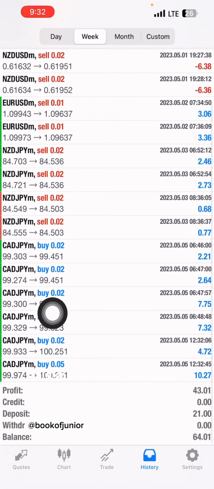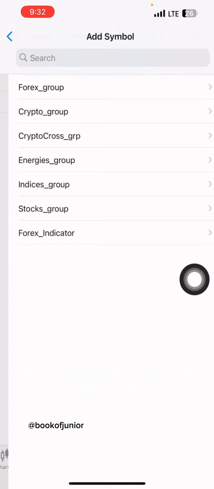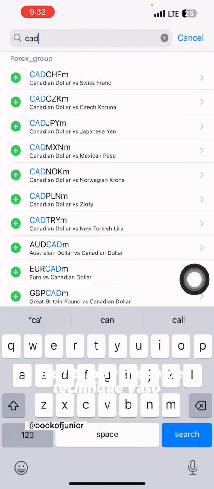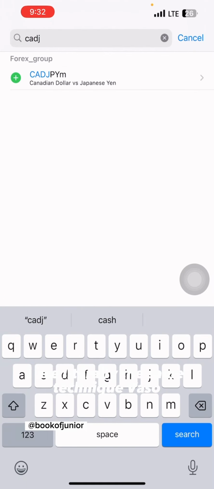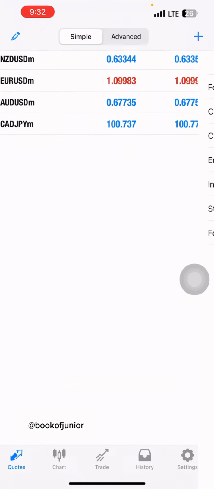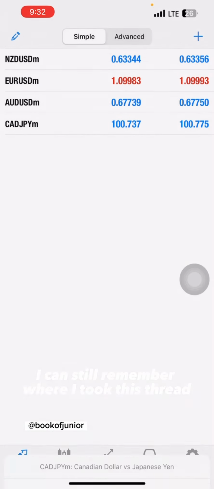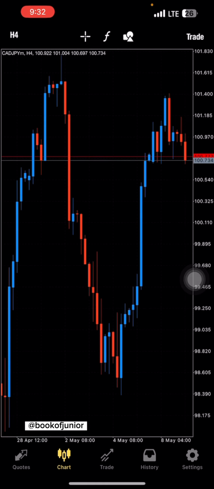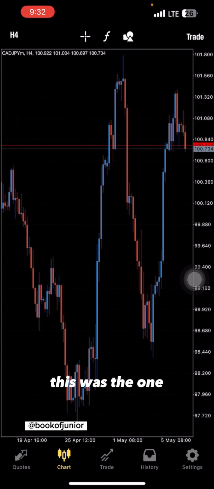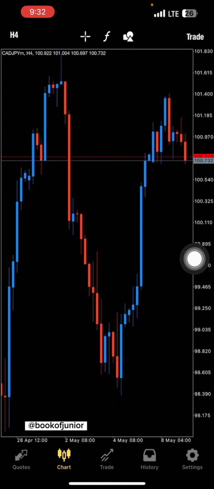It's the same for the CAD JPY trade. Those profits that you're seeing, I used literally the same technique, reversal. Let's see if I can still remember where I took this trade. Yes, this was the one, traders. Let's see. Yeah, this was the one here.